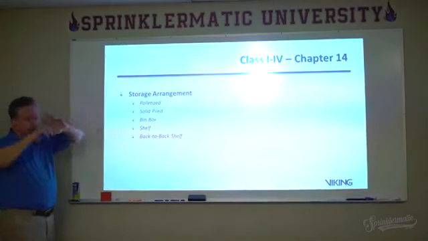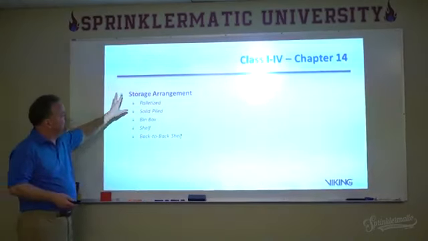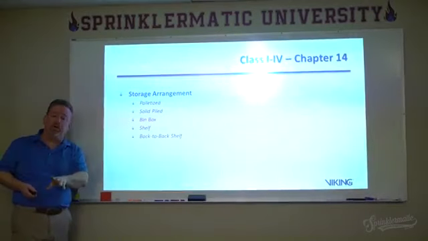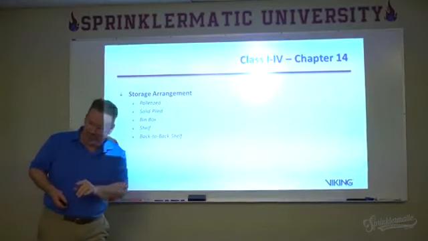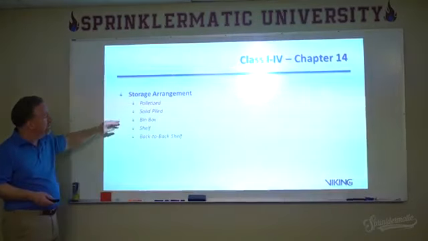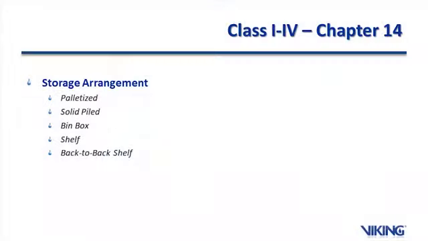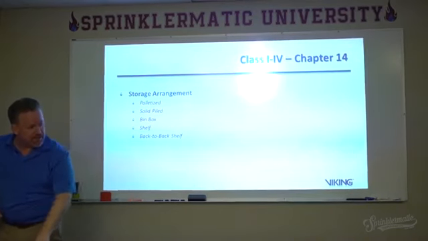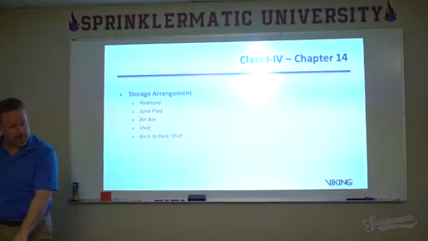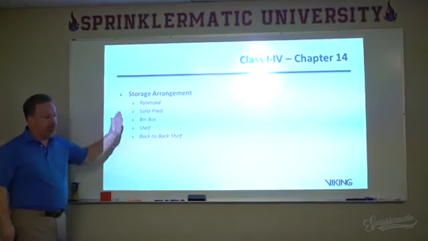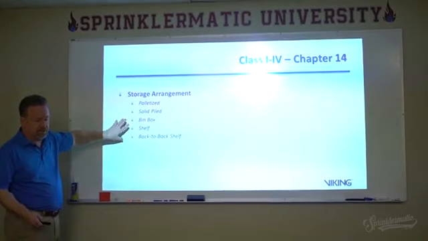Then when we get into all of the rest of this, chapter 14 deals with class 1 through 4 commodities. And this is why it's important to get your commodities straight. Understand where your commodities are, because class 1 through 4 commodities, if they are palletized, solid pile, bin box, shelf, or back-to-back storage, it goes into chapter 14. So I've identified my commodity, I've identified how it's being stored, I go to chapter 12, and I go to chapter 14. 12 and 14 for these particular items.